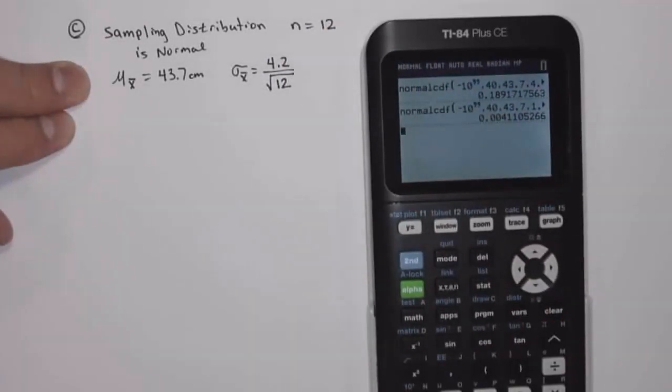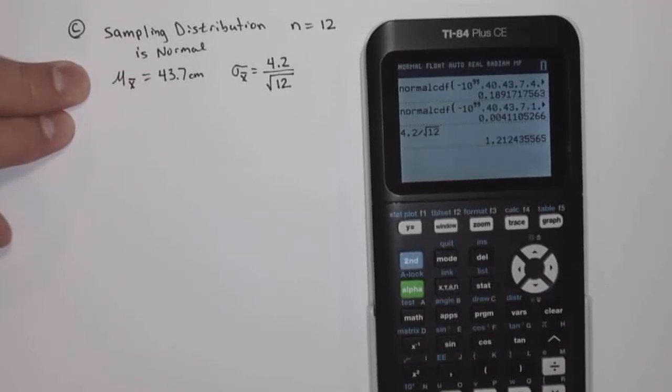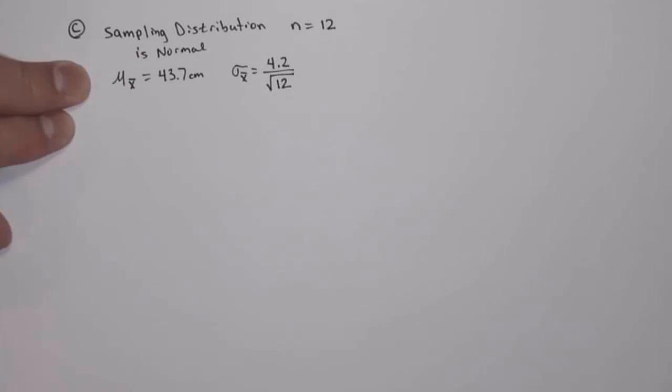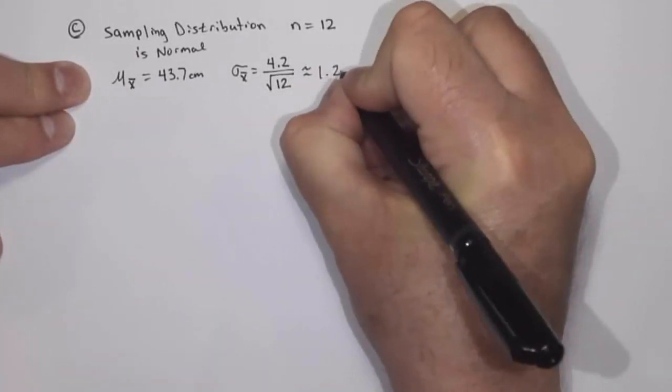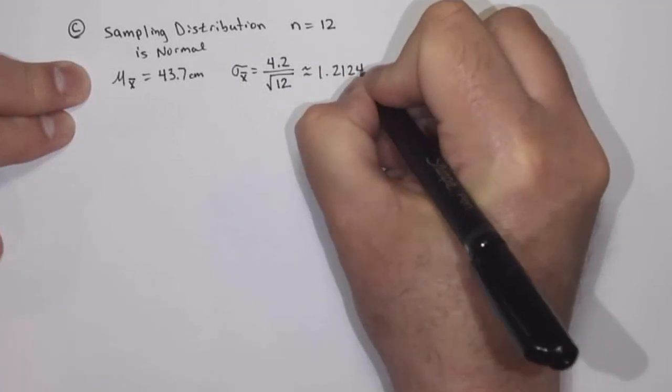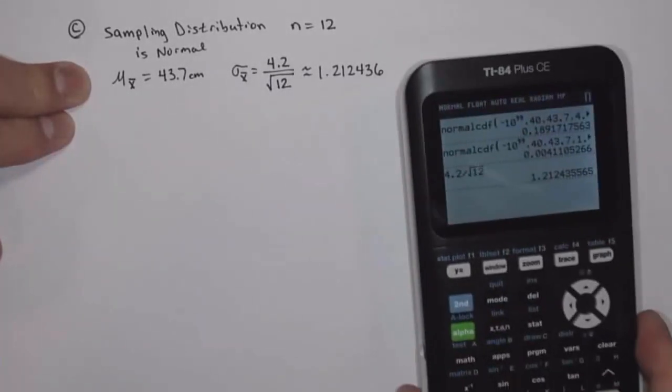So if I take 4.2 and divide by the square root of 12, that is about 1.2124. So this is about 1.2124.